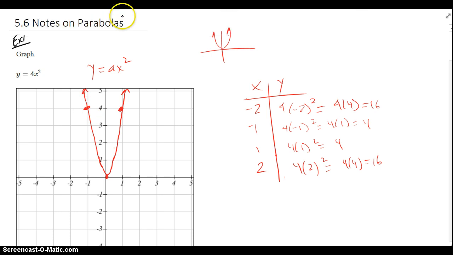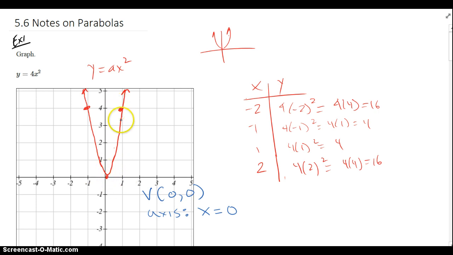Remember, the vertex here is, not that they asked for it, but it's good to know, the vertex is 0, 0. The axis of symmetry goes right through the y-axis, I'm sorry. x equals 0 is the equation of the vertical line that goes through the vertex. And also pay attention to the symmetry. To the right and to the left of the vertex, the same images happen.